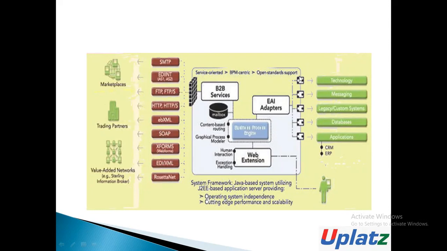Before a document enters Sterling Integrator, we have one grid here. This grid is like a perimeter server. When a document enters here, it will verify the partner's sender ID, receiver ID, and whether the document is trusted or not. Only if it is trusted will it send the document to Sterling Integrator.